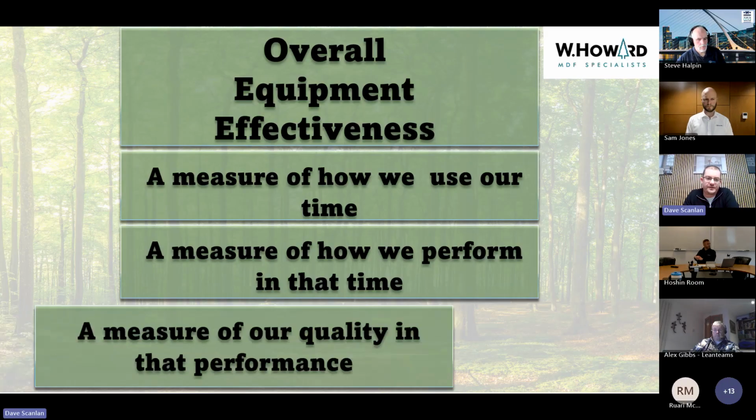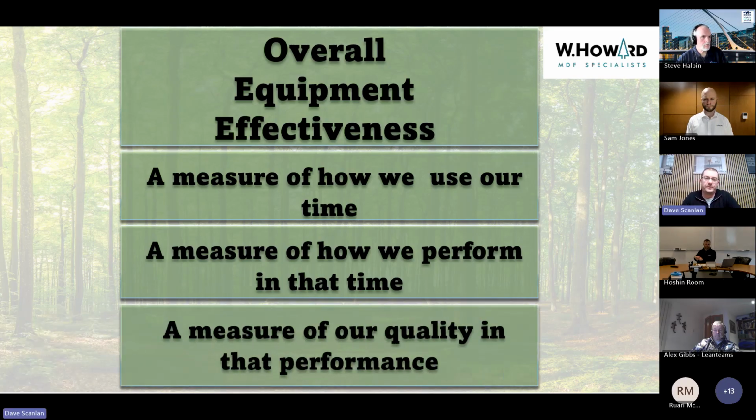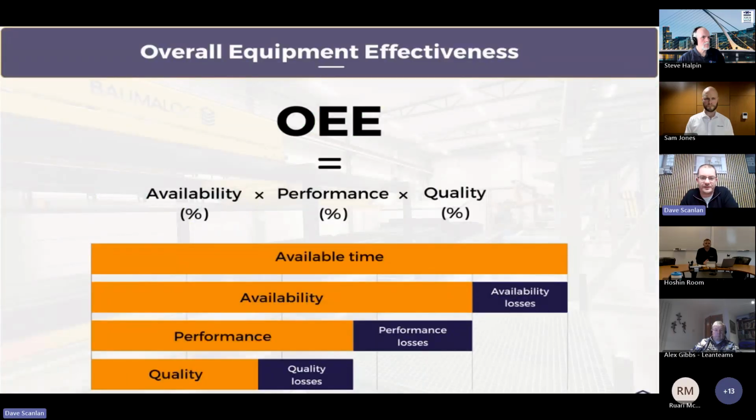The last measure is the measure of quality in that performance. Of the 10 sales that we made, were the 10 products good? If they're not, let's say 5 products came back. So now we've only performed 50% of quality in the 50% of performance in the 50% of the time, which would give us an OEE of about 12.5%. So I would never make a very good salesman. So OEE is availability by performance by quality.